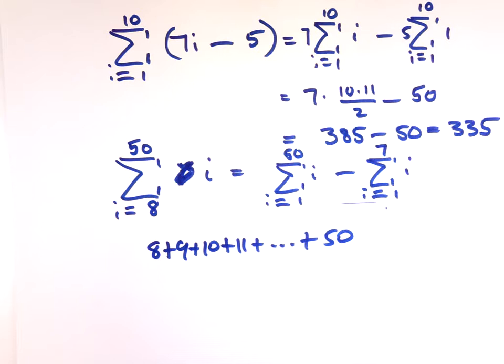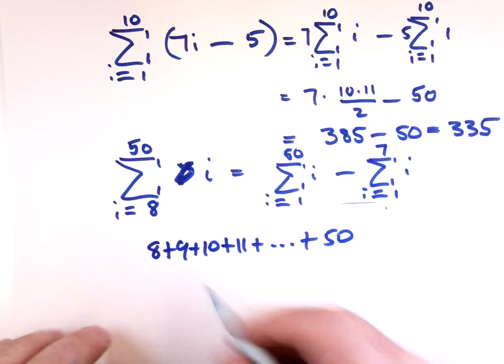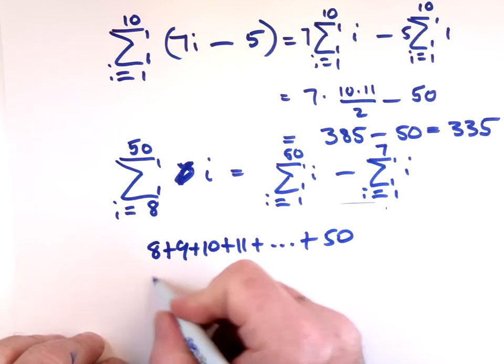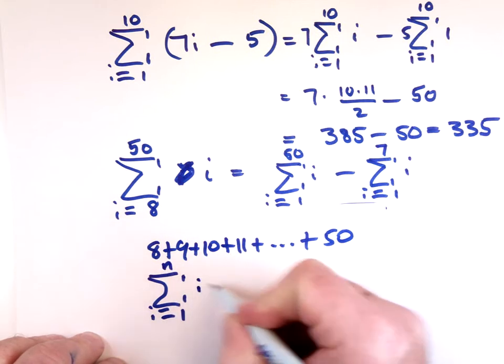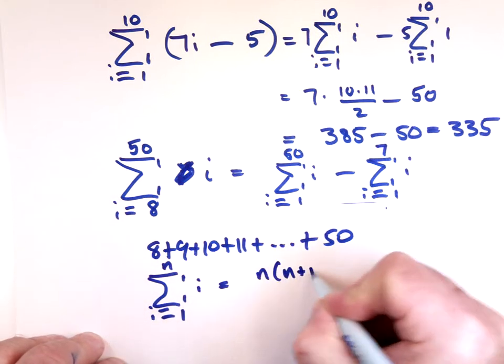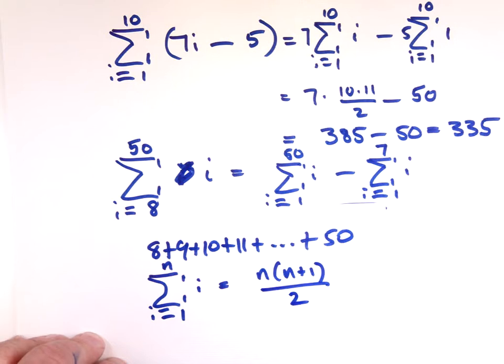What's the formula for that one again? The formula is for the sum of the first n integers: n times n plus 1 over 2. Okay? All right, you ready to move on? Let's move on.